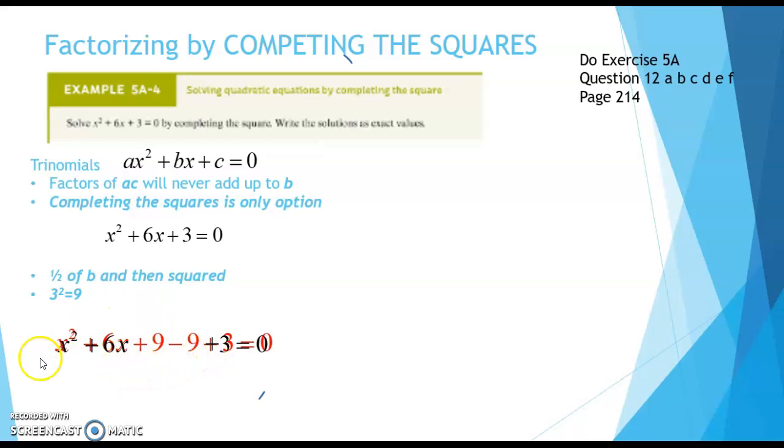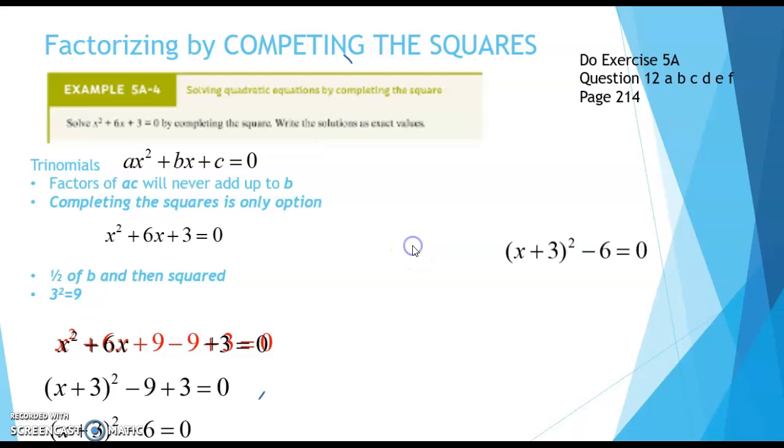So we now can take that and end up with x plus 3 all squared. That's our perfect square. And we have our minus 9 plus 3, which simplifies to minus 6. That's what we refer to as completing the square. The graphic calculator can do that very easily. So we now are ready to do the factorizing so that we can use the null factor law.